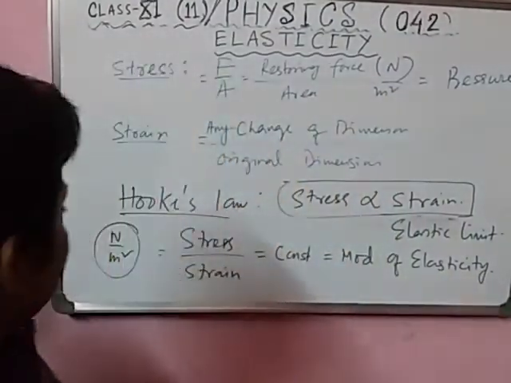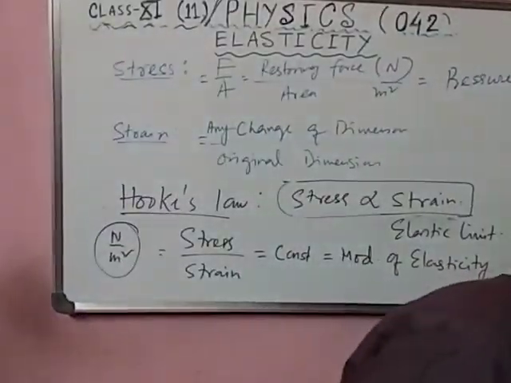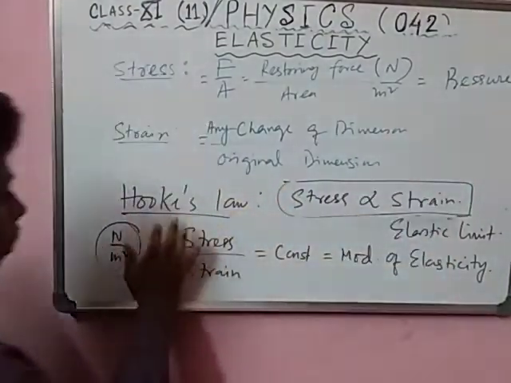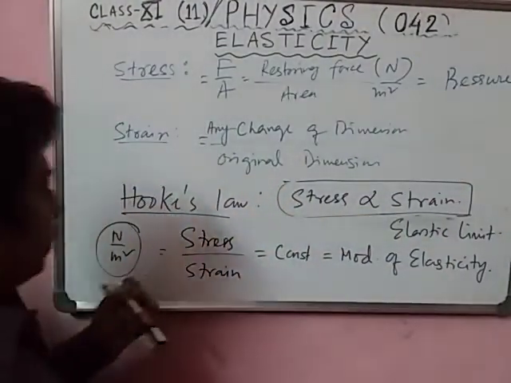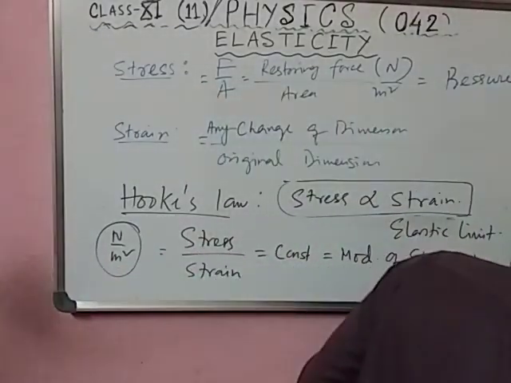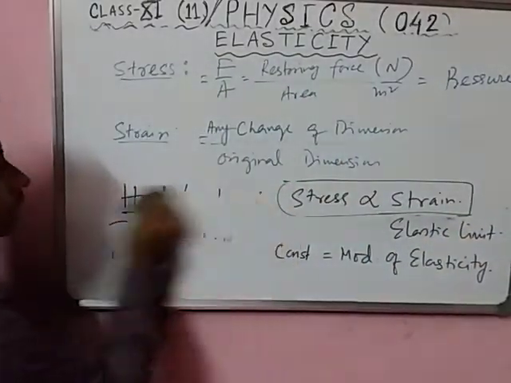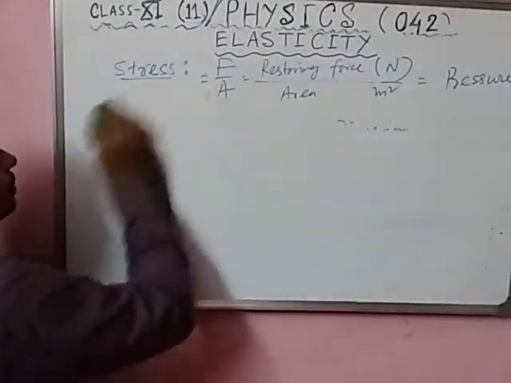Modulus of elasticity. And you know the dimension of this modulus of elasticity is also the dimension of pressure. Modulus of elasticity dimension is the dimension of pressure, because strain has no dimension. Okay. Next, types of modulus of elasticity.